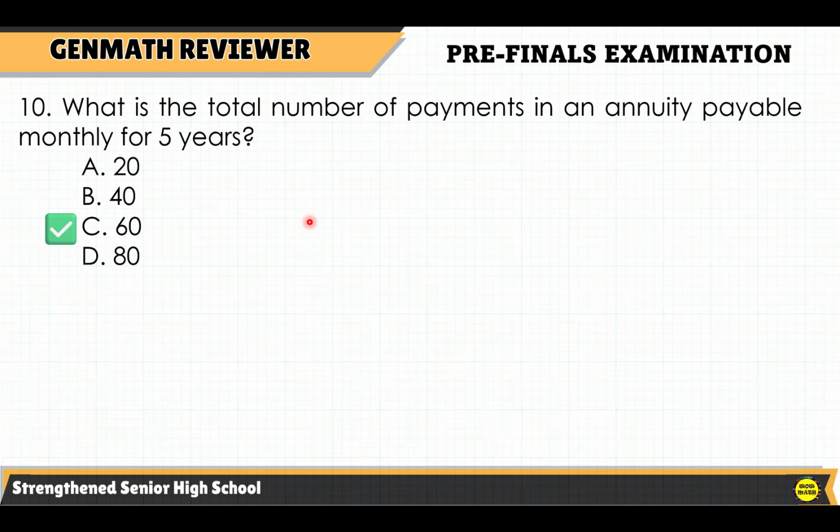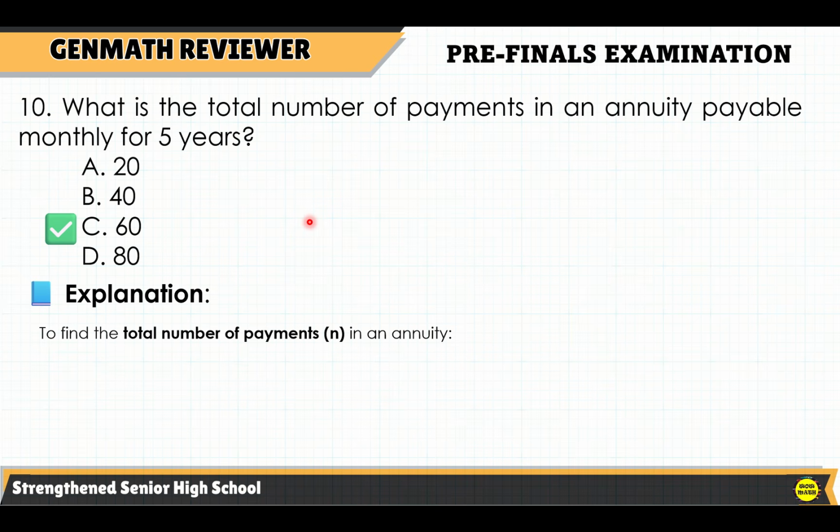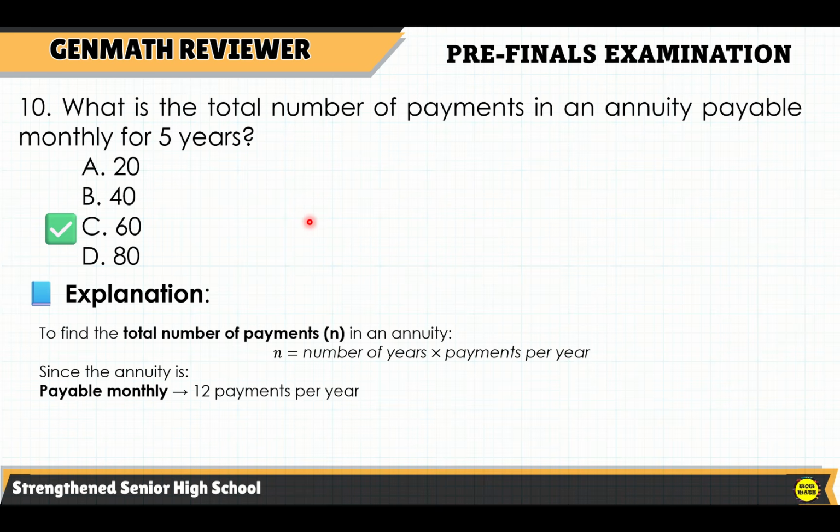Very good. I know you got the correct answer. So what's the reason? To find the total number of payments in an annuity, we use this formula: the number of years times the payments per year. Payable monthly means 12 payments per year, and that is for 5 years. So we multiply 5 times 12, and the answer is 60.